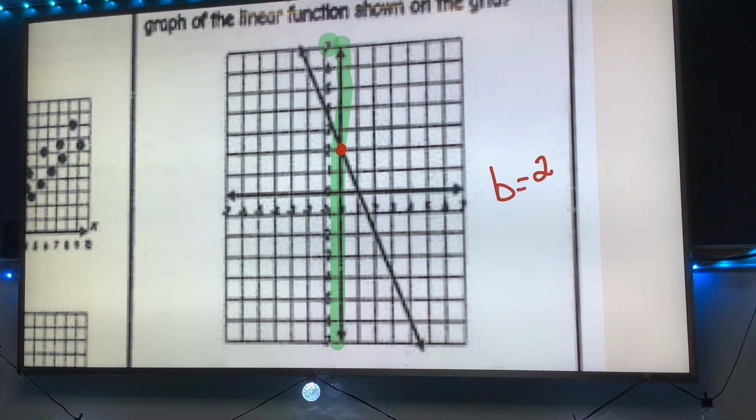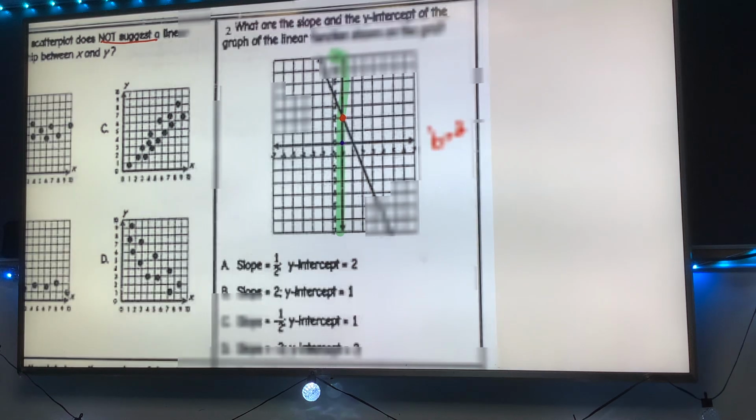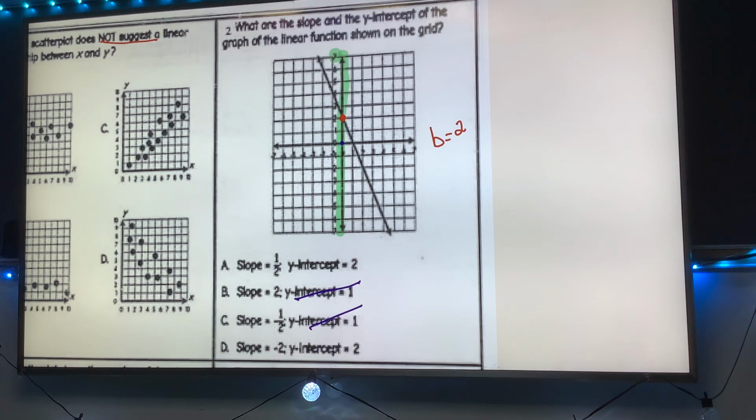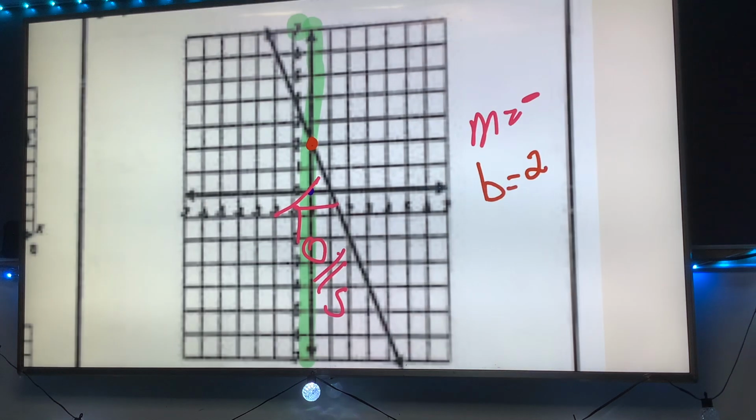At positive 2. It is above 0, so automatically I know it's positive, and positive 2. Just by looking at that, I can get rid of two answers. Then let's talk about this. Is it a positive or negative slope? It is a negative slope. So right then and there, I can get rid of A. So I bet my answer is D. But let's test it out.